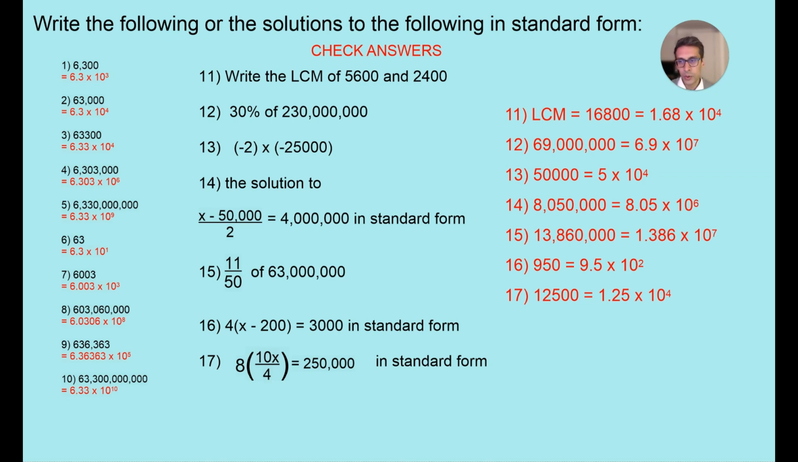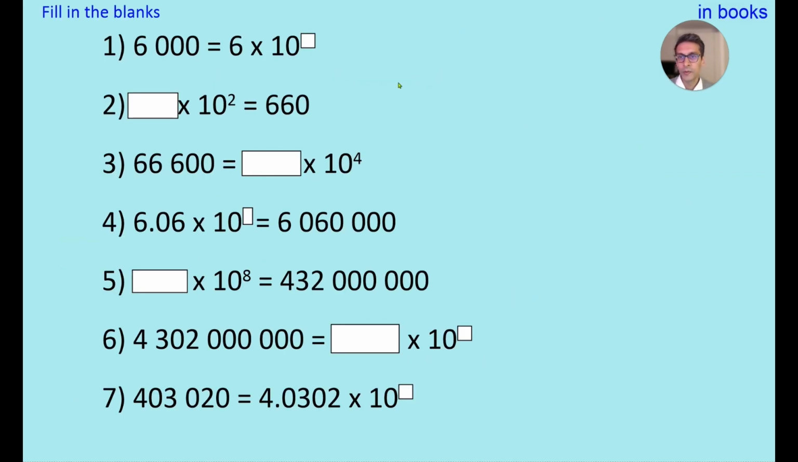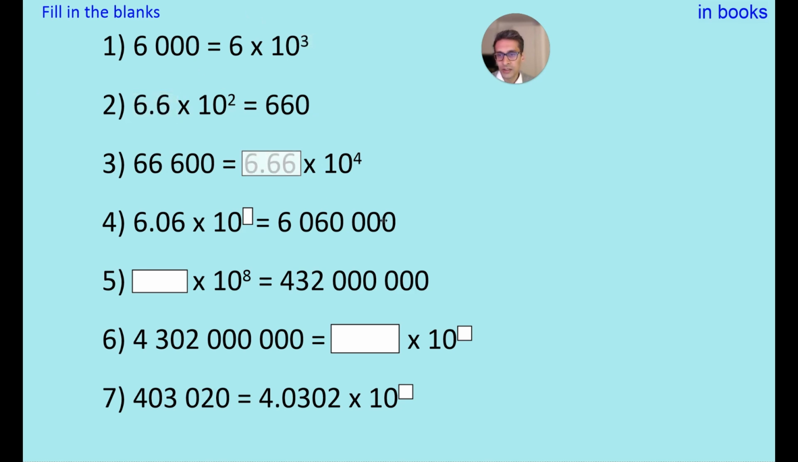Okay, so I hope that was useful. And here comes the next final exercise. For this exercise, you are going to fill in the blanks and decide what goes in these blanks. Pause the video, copy this out, and here come the answers in 3, 2, 1. So that should be a 3, 6.6, 6.66, another 6, 4.32, 4.302, 9, and 5.